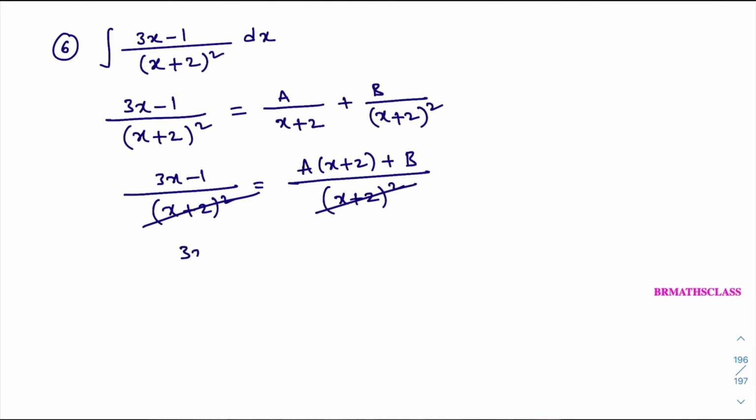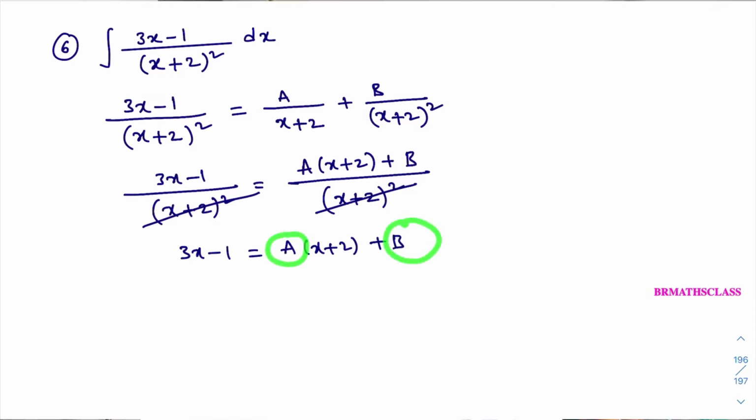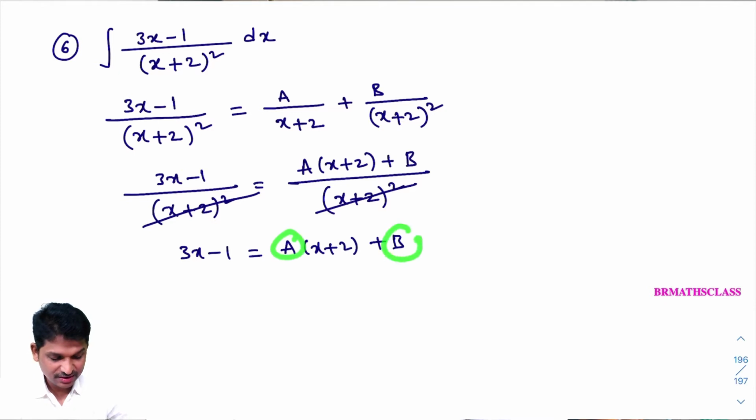Then what you will get? 3x minus 1 equal to a times of x plus 2 plus b. Okay. What am I looking for? I am trying to find the values of a and b. So now we need to find the values of a and b.